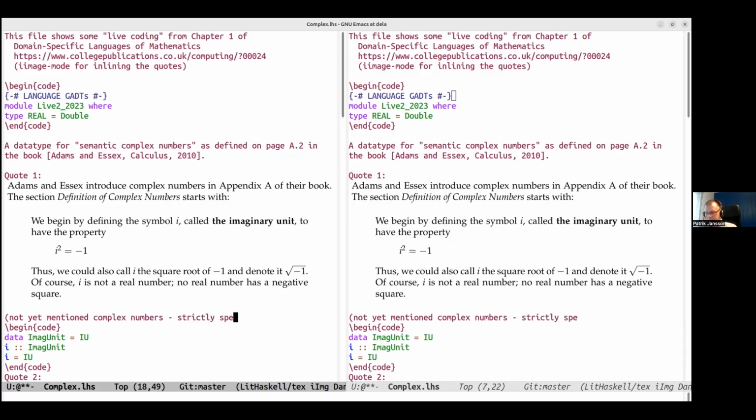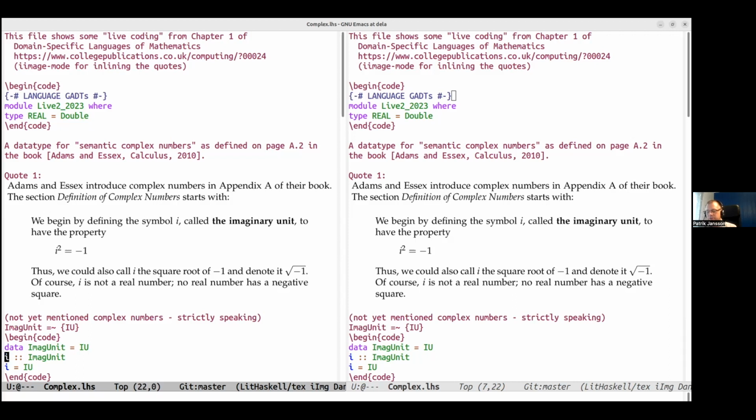Strictly speaking. So therefore, I introduce another data type called imag unit. This is the name of the type, and IU is the name of the constructor of a value of that type. So if we want to write this as said before, imag unit is basically equal to the set of only one element, and that's IU for imaginary unit. Okay, and then I define a lowercase i, which is equal to IU.